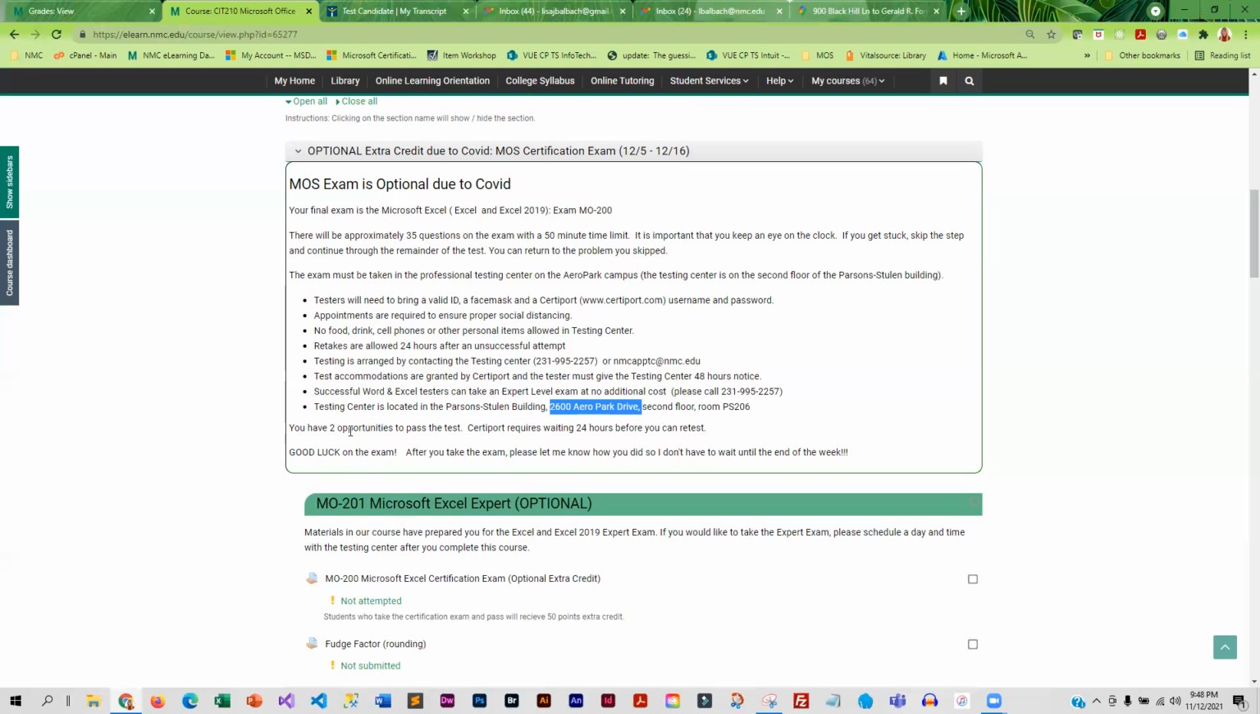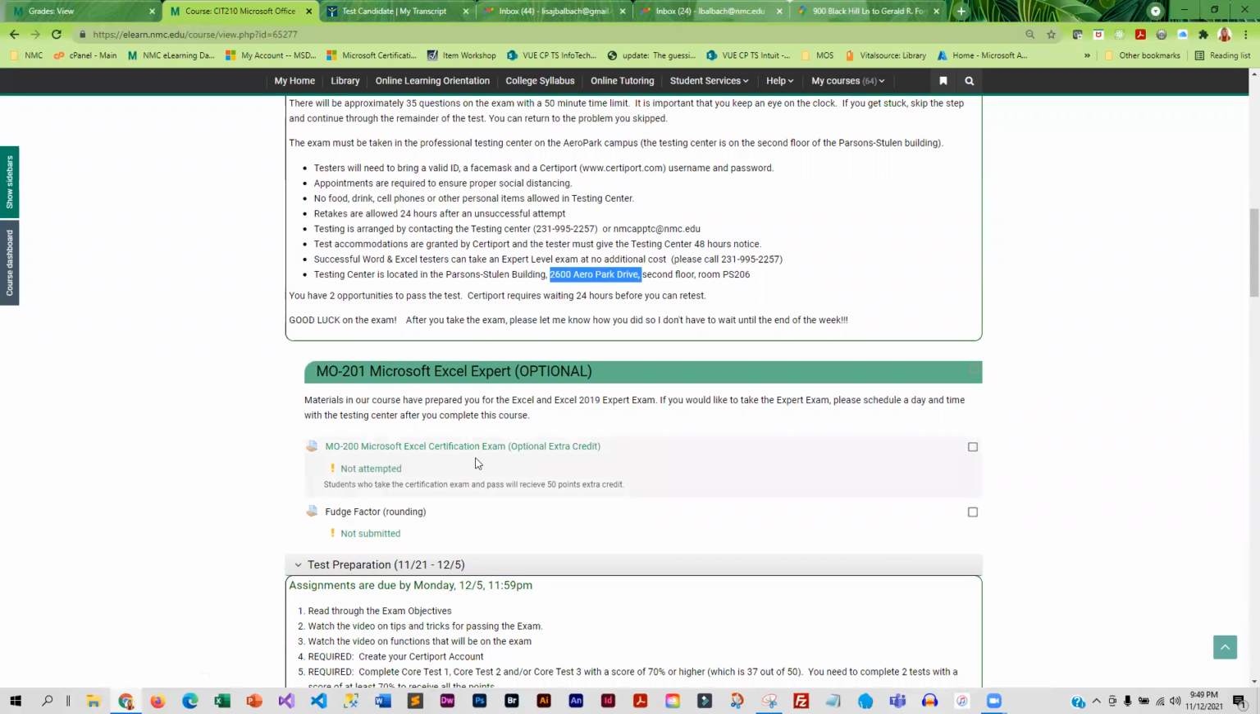You get 2 shots at passing this test, but if you take it the first time and you don't pass, you have to wait 24 hours to take it again. That is a Certiport requirement, or actually it's a Microsoft requirement, and not an NMC requirement. So there's nothing we can do about that. So, to be on the safe side, I always tell students that they should take the test as soon as possible. Do not wait to the last day or 2, because then you aren't going to have an opportunity to retest if you did not pass.